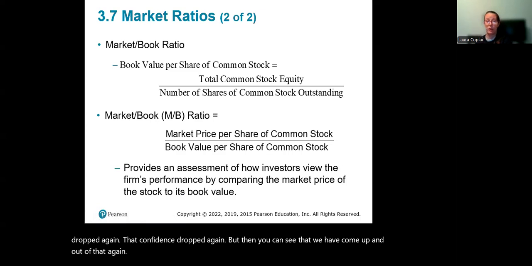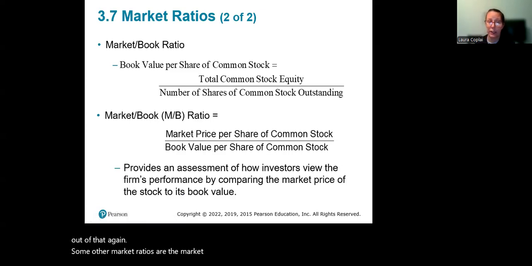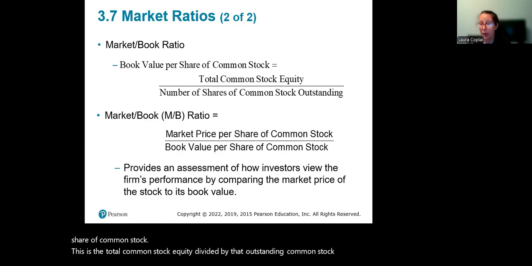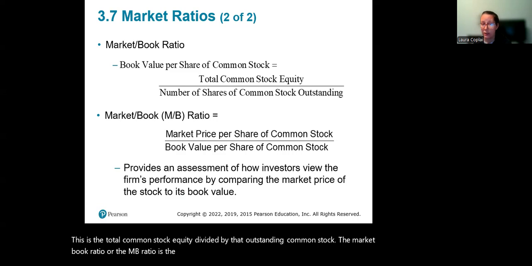Some other market ratios are the market book ratio, where we're looking at the book value per share of common stock. This is the total common stock equity divided by the outstanding common stock. The market book ratio, or the MB ratio, is the market price divided by the book value of common stock. So this is going to tell investors how the market price of the stock compares to its book value.